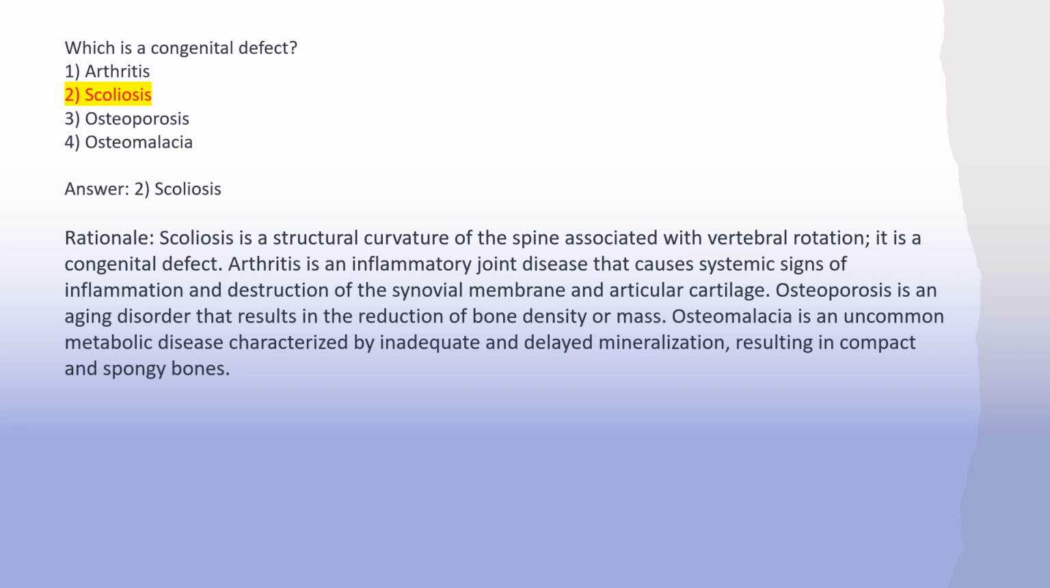Arthritis is an inflammatory joint disease that causes systemic signs of inflammation and destruction of the synovial membrane and articular cartilage. Osteoporosis is an aging disorder that results in the reduction of bone density or mass. Osteomalacia is an uncommon metabolic disease characterized by inadequate and delayed mineralization, resulting in compact and spongy bones.